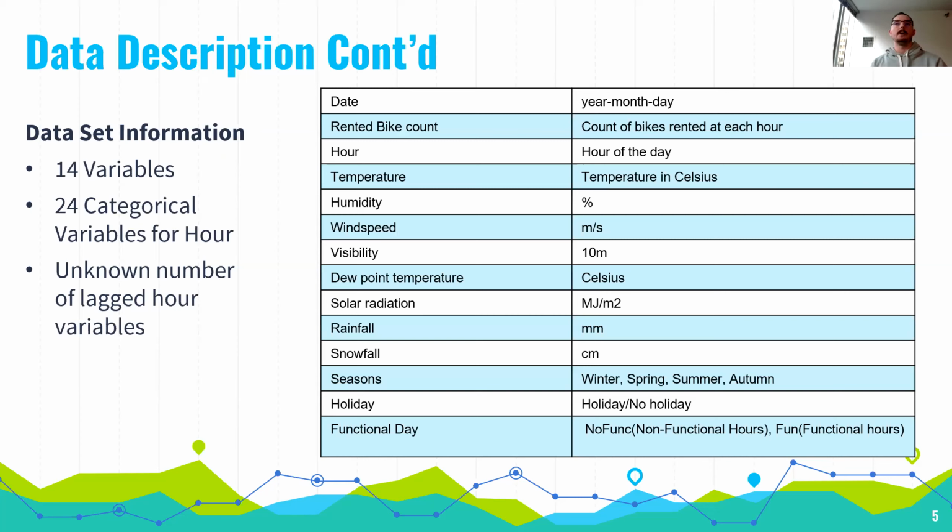A little bit more about the variables. So there were 14 variables presented in the data set. I had to create 24 categorical variables for each hour. I also had to create, at this point, an unknown number of lagged hour variables. And variables range from things like date to weather specifics like humidity and wind speed, as well as what season it was, if it was a holiday, and if it was a functioning day.